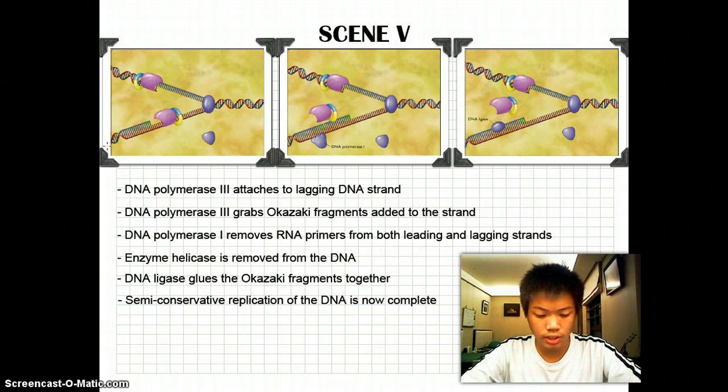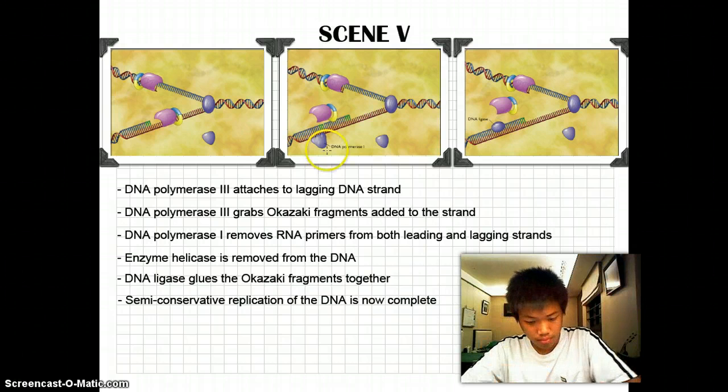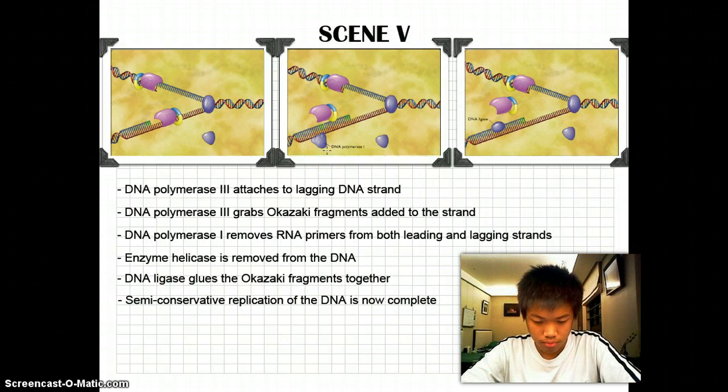When all of this is over, the DNA polymerase I removes the RNA primer on both the lagging strand and the leading strand, completing the replication. Another enzyme, called the DNA ligase, attaches itself onto the lagging strand and glues the Okazaki fragments together. Throughout the entire replication, the original strand is conserved, which makes the entire process semi-conservative, making the DNA replication semi-conservative.